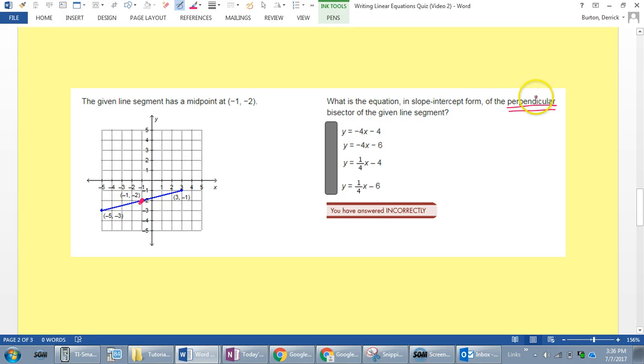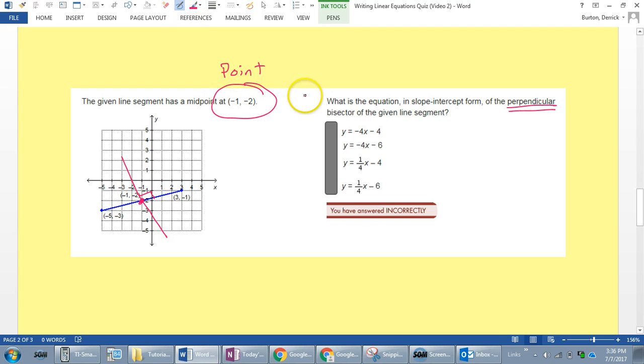Okay, so we have two key words here, perpendicular and bisector. Bisector just means it's going to go through the midpoint. So we are basically looking for the equation of the line that goes like this. It's got to be perpendicular and it's got to go through this midpoint. So fine, we have a point.